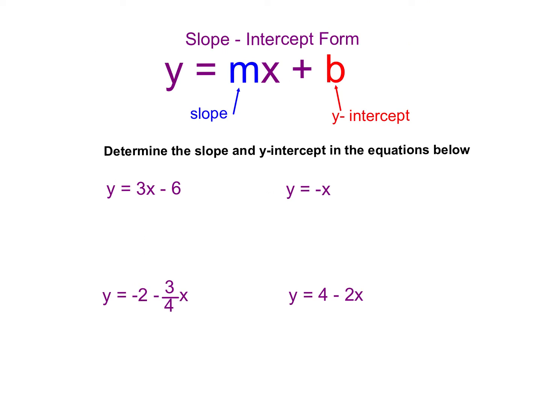So this form that we saw in the previous slide is more formally known as slope-intercept form. And slope-intercept form occurs when we have y alone. So this is called function form.